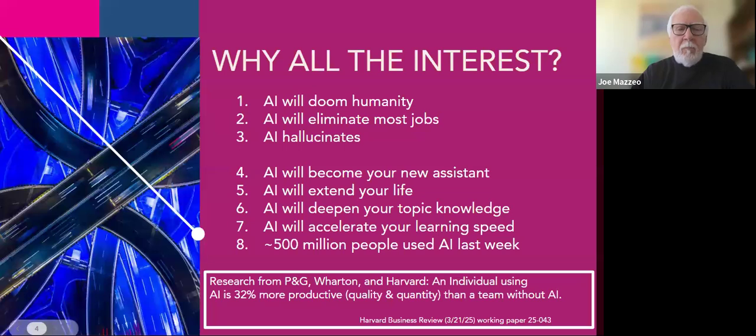Okay, why all the interest? You'll notice there's a space between 1, 2, and 3, and 4, 5, 6, 7, and 8. The reason for that space is the first 3 are negative and the last 5 are positive. First, AI will doom humanity. When I first started talking about AI, my 12-year-old granddaughter and my 82-year-old dissertation mentor both told me at the same time that AI is the end of humanity. They're both today avid users of AI. In fact, they each use it more than 10 times a day. So I guess the doom of humanity they're embracing, and so are most people nowadays.